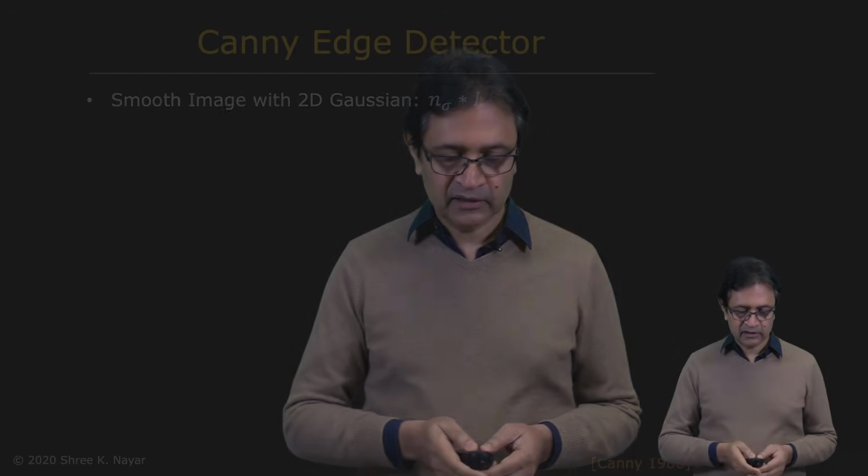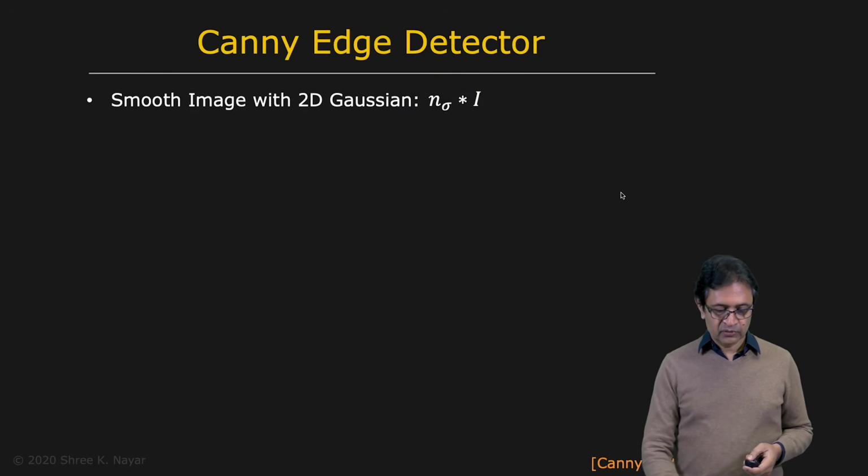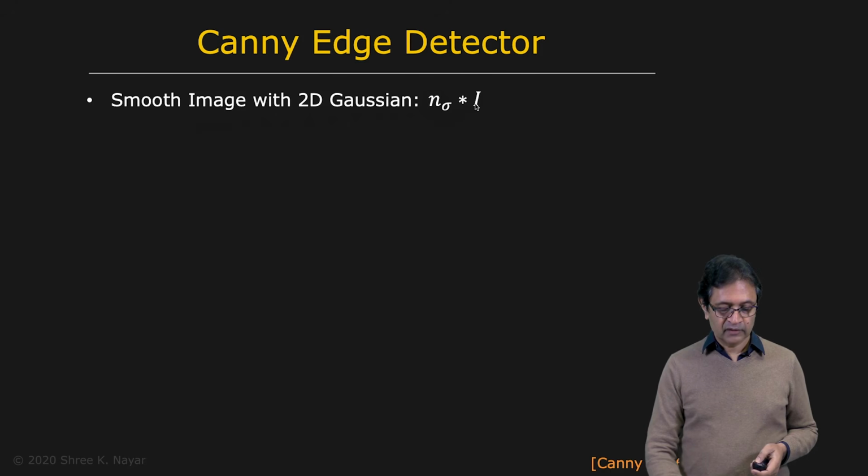The Canny edge detector is probably the most widely used edge detector in computer vision. It uses the best properties of the gradient operator and the Laplacian operator. So let's take a look at how the Canny detector works. First, you simply smooth the image. That's n sigma, the Gaussian right here. You convolve that with the image, you smooth the image.